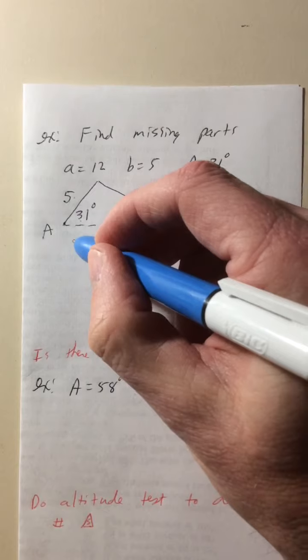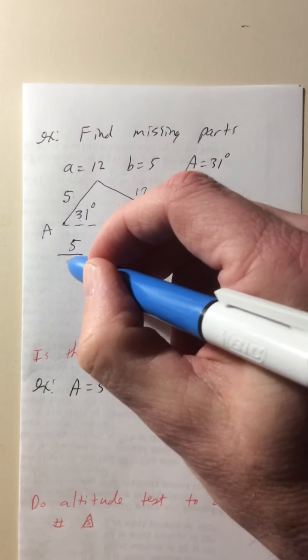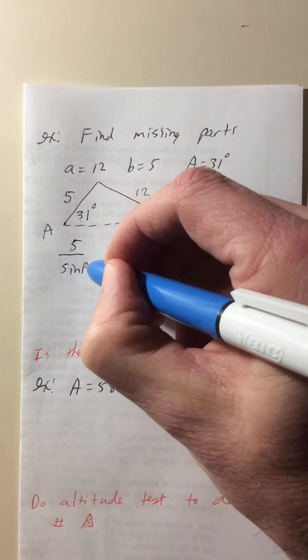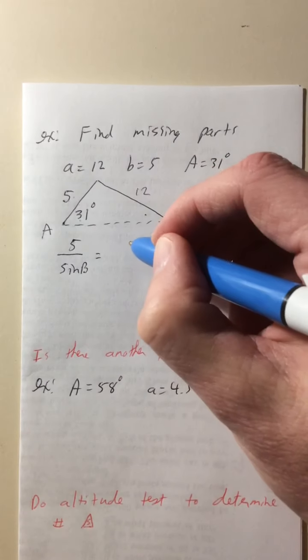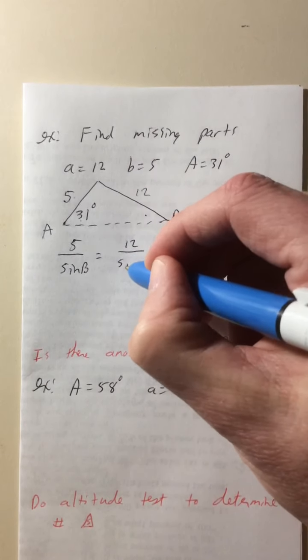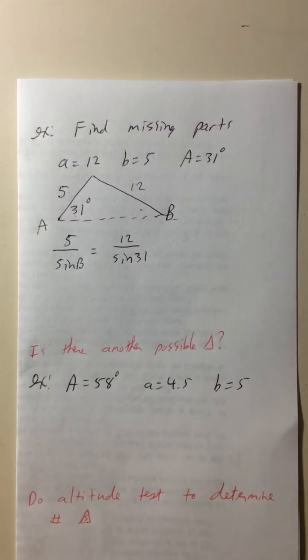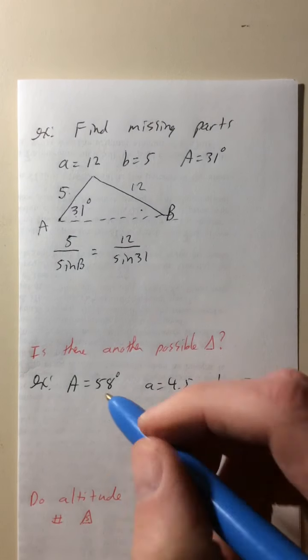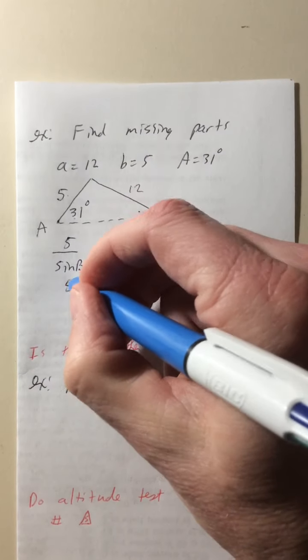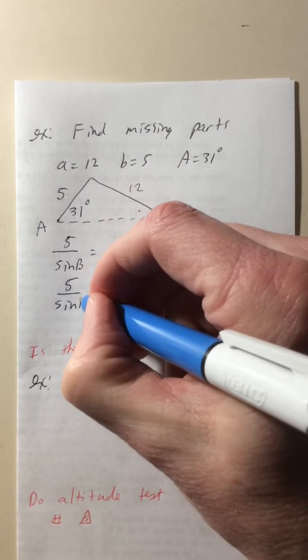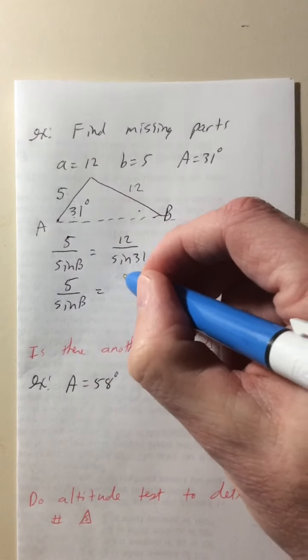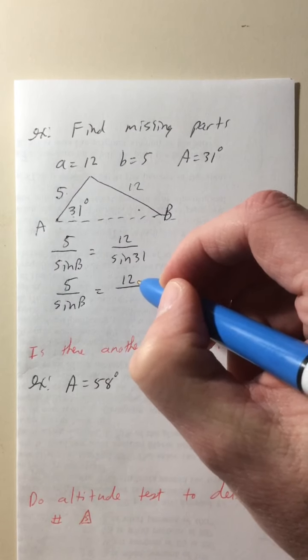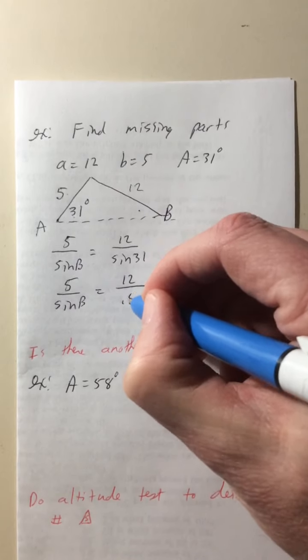So we got 5 over the sine of B, which we don't know, equals 12 over the sine of 31. All right, so we need to find the sine of 31. So sine of 31 equals 0.515. So we got 5 over sine of B equals 12 over 0.515.